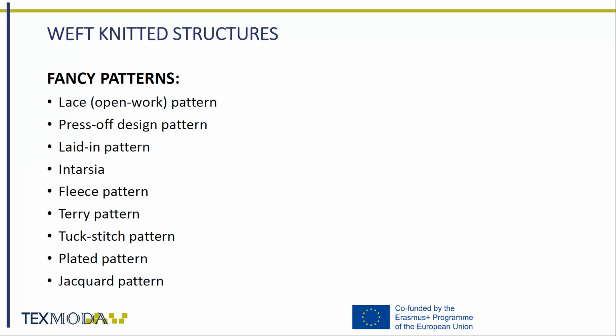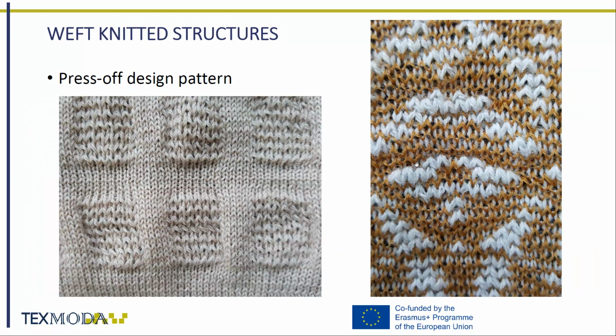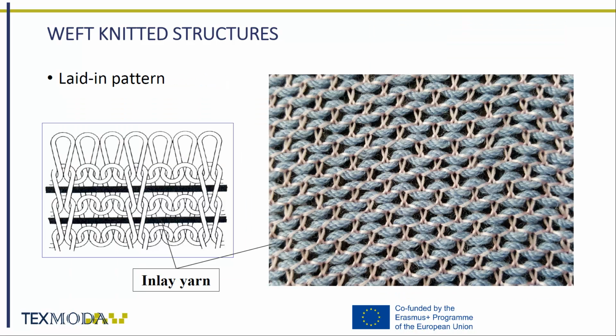Fancy weft patterns are made on the basis of the basic or derived weft patterns and can be composed of loops, tucks, floats, additional yarns or their parts. Lace, sometimes called open work pattern, can be knitted only on the weft knitting machine by transferring loops from the needles to needles. Press-off design pattern is characterized by loops of different length and can be knitted only on a weft knitting machine.